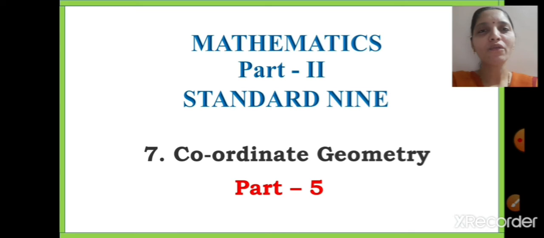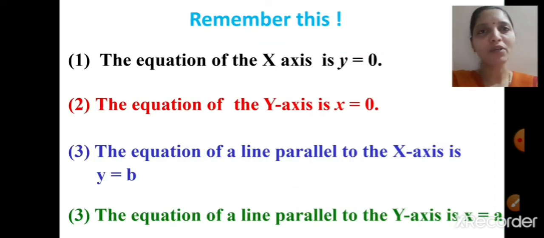As you all know, we have started with practice set 7.2 and today we are going to continue it further. Now before continuing with it, let's first see some important points. So these are the important points we have learned. First point, the equation of the x-axis is y is equal to 0 and the equation of the y-axis is x is equal to 0.